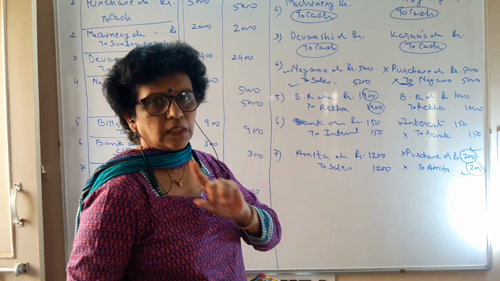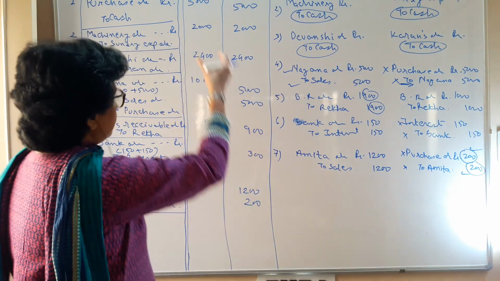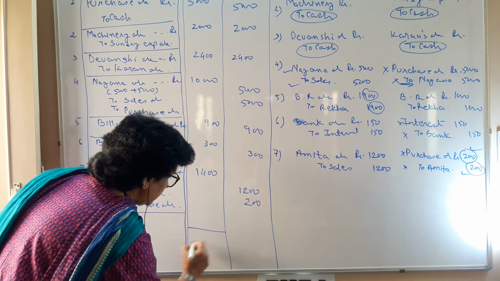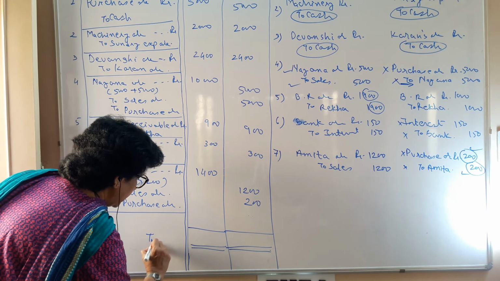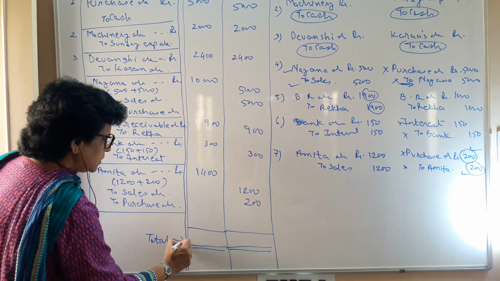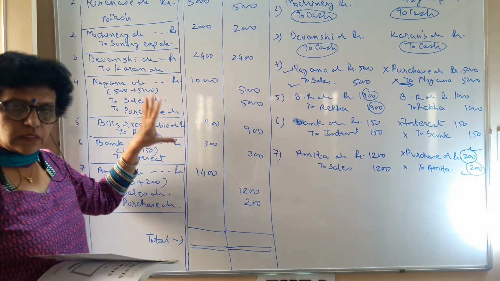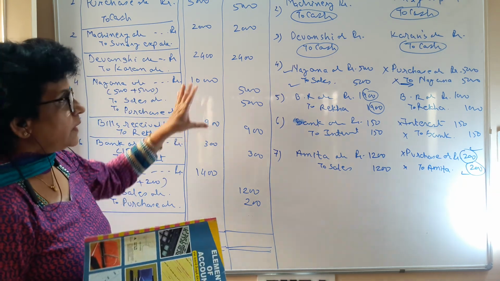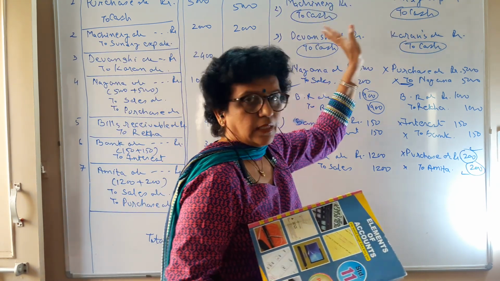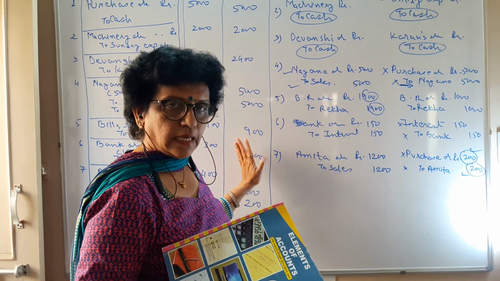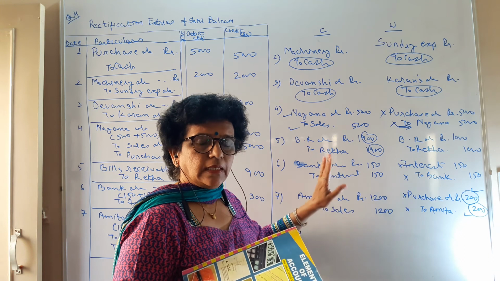So "being rectification entry" is a very important phrase you have to write. After this you need to do the total and put the total of your rectification journal entry. Is it clear? So in this manner the rectification journal entries are to be done in the same proforma of journal, and you have to do like this. Do the correct entry, the wrong entry, and then find the rectification entry. Keep on practicing such examples. You will get the confidence.